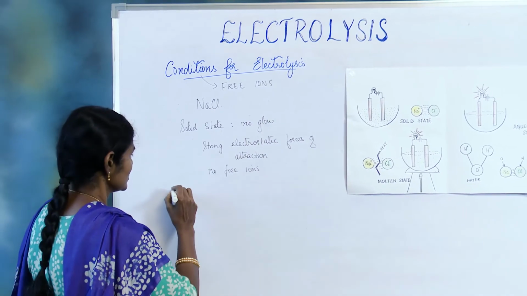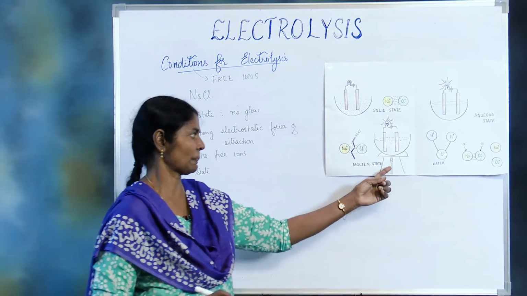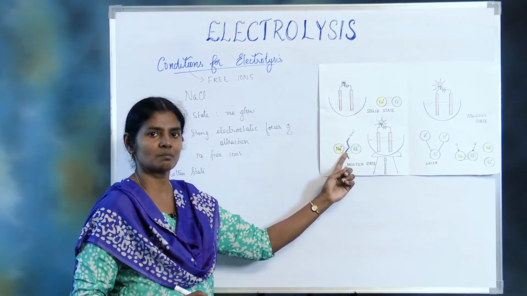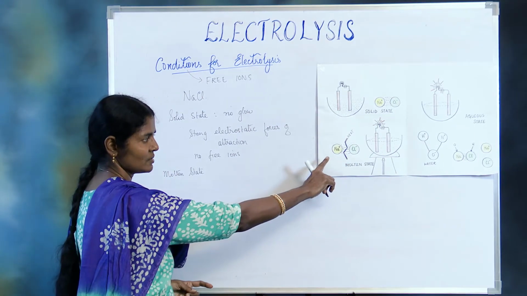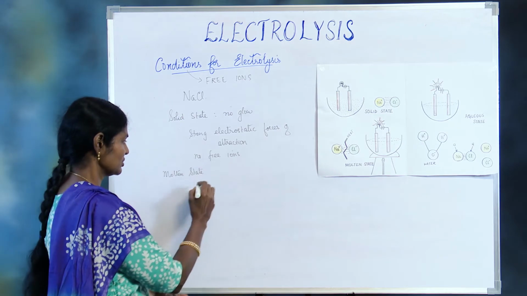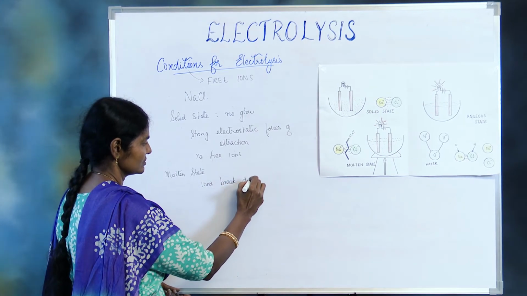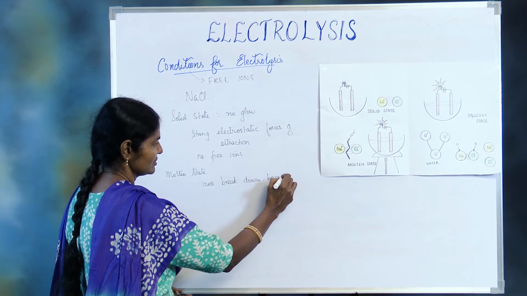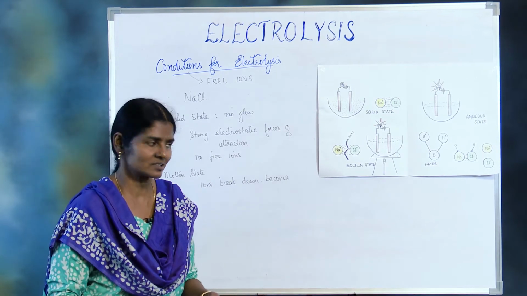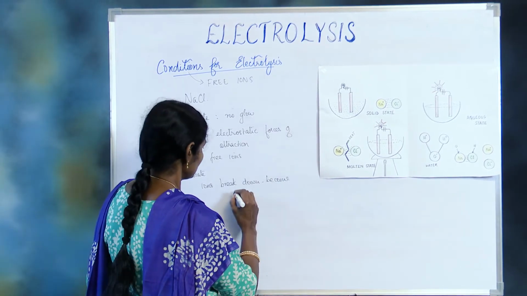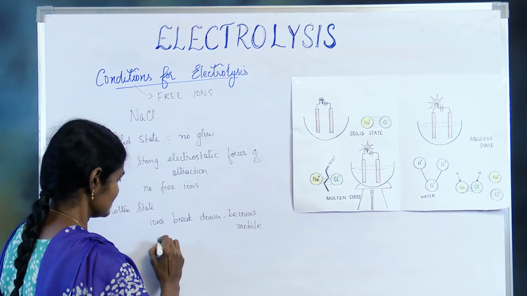Next we move on to the molten state. When we come to the molten state, it is heated. So even though there is a strong bonding, due to the presence of heat, the ions break down and become mobile. Just like students, when the bell rings and you run out, what happens? You start becoming free, right? Like that, this becomes mobile. So it is free ions.